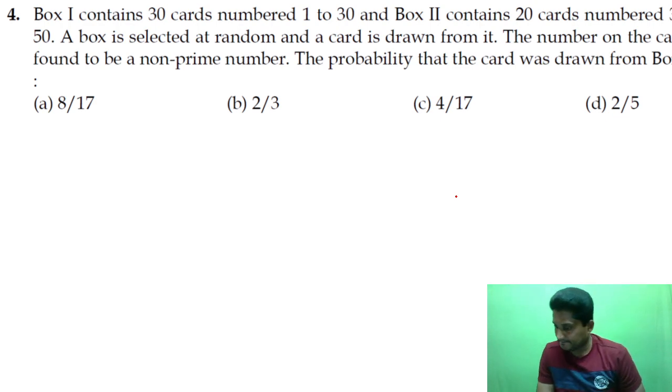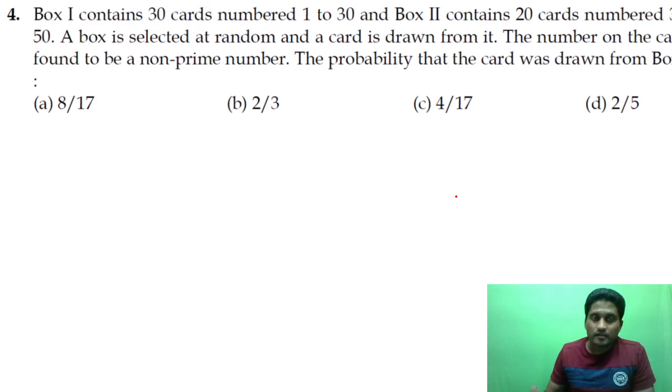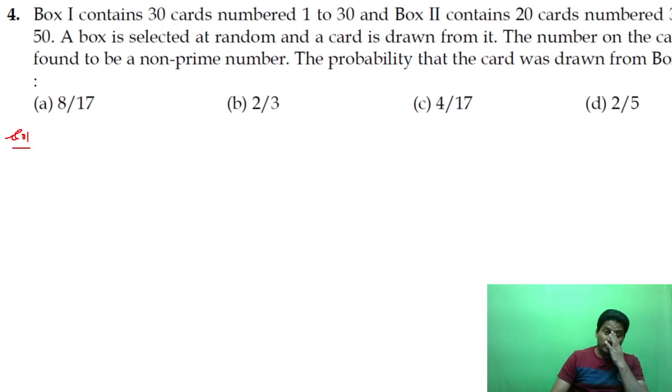Follow carefully. It's a question on Bayes theorem. Box 1 contains 30 cards numbered 1 to 30. Box 2 contains 20 cards numbered 31 to 50. A box is selected at random and a card is drawn from it. The number on the card is found to be a non-prime number.